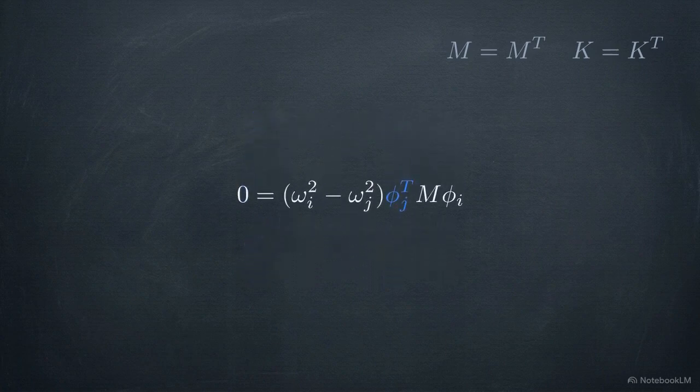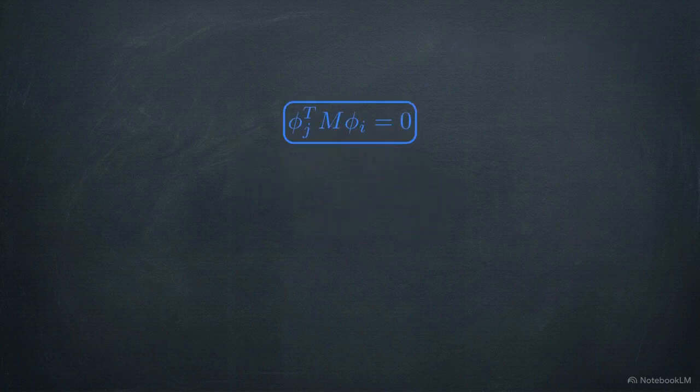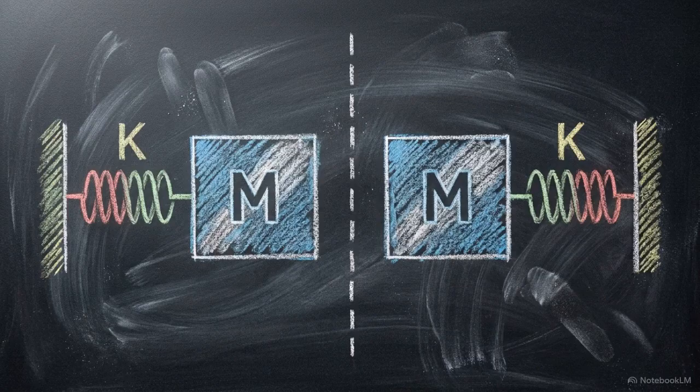Since we are looking at two different modes with two different natural frequencies, the difference of their squares is not zero. For the entire expression to remain zero, the mass inner product term must be the part that equals zero. This confirms mass orthogonality. Plugging this result back into the original eigenvalue problem demonstrates that the same relationship holds for stiffness. The independence of these modes is a direct consequence of the symmetry found in mass and stiffness.